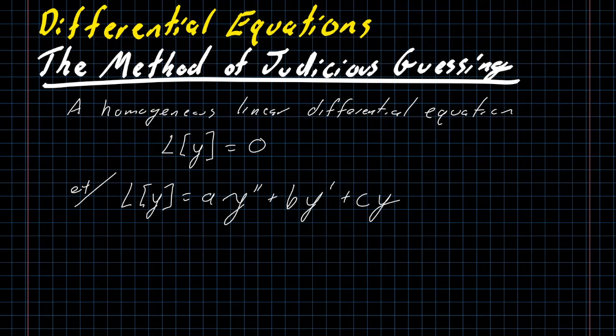We have a linear differential equation. I'm looking at ones with constant coefficients because that's what we know how to solve. But as we build up tools for solving differential equations without constant coefficients, this idea will still hold true and still be viable. All right, so a linear homogeneous differential equation has the pieces like this.